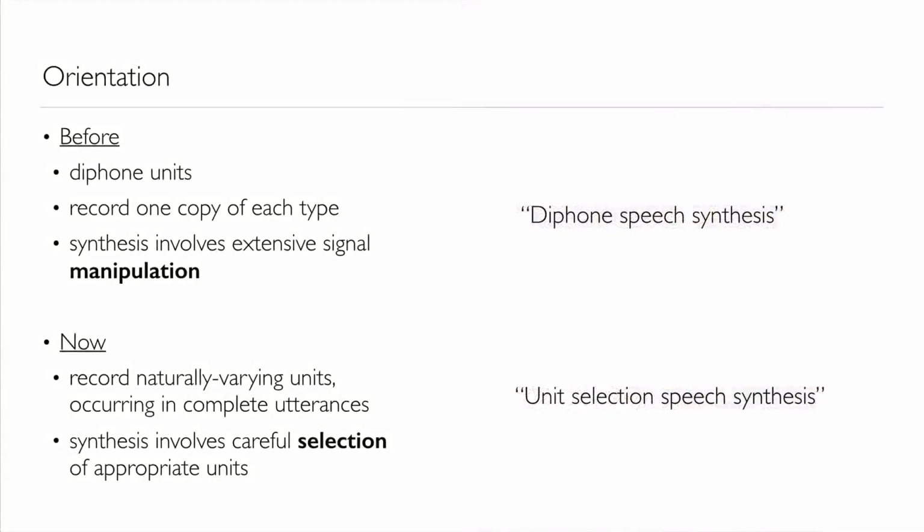It's worth just stating the terminology because there is a potential for confusion here. When we say diphone speech synthesis, we mean one copy of each type. When we say unit selection speech synthesis, we mean many copies of each unit type. In fact, as many as possible and as many different variations as possible. Now, the actual base unit type in unit selection could well be the diphone. That's the most common choice. So there's a potential for confusion there.